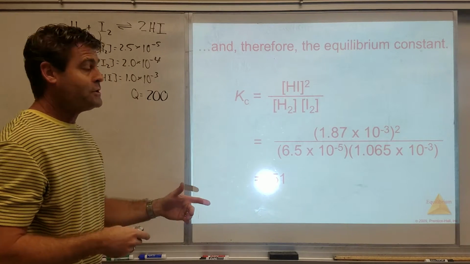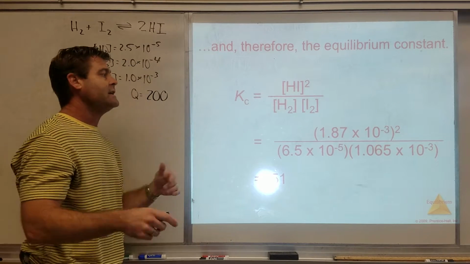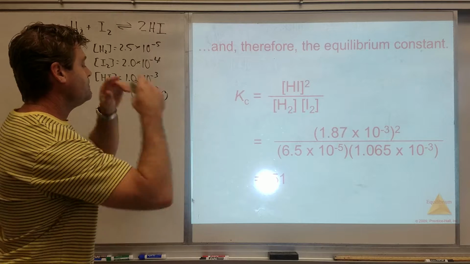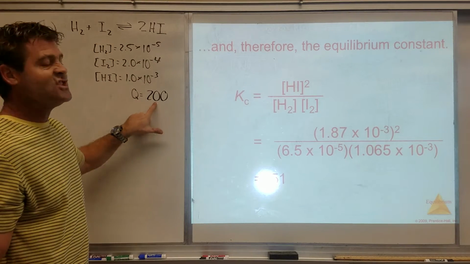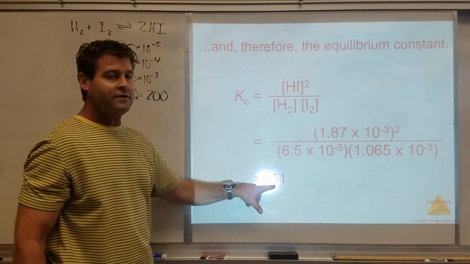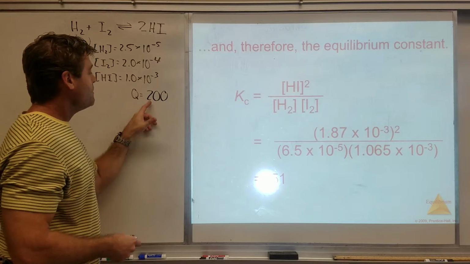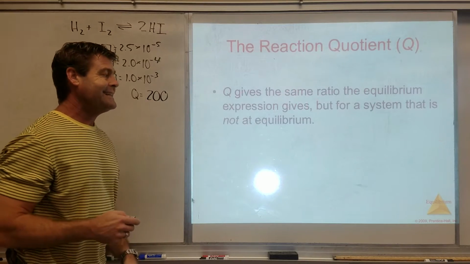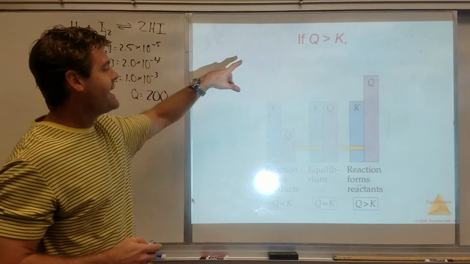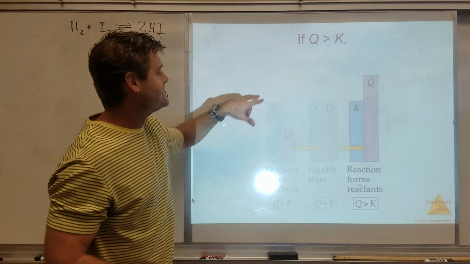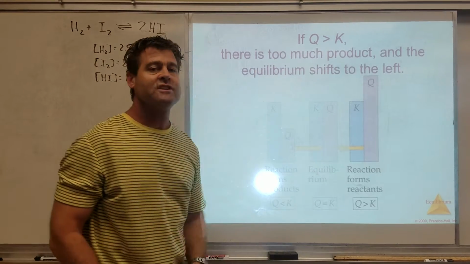At that particular temperature, you remember the only thing that affects the equilibrium constant is the temperature. It's called the constant because it doesn't change. So it's 51, and based on these concentrations, I got a Q value that's 200. If this value were equal to 51, then I'd know my system has reached equilibrium. But we see it's greater. So what does that tell us? If I plug in values and get a number greater than K, there's too much product and the equilibrium shifts to the left.